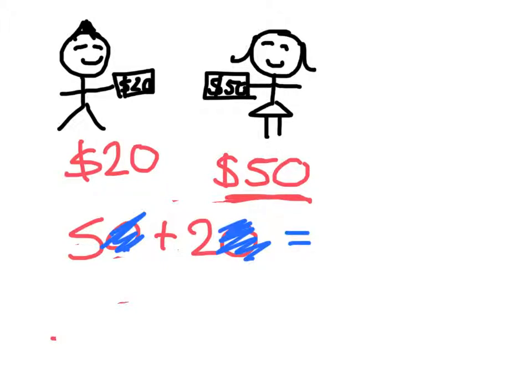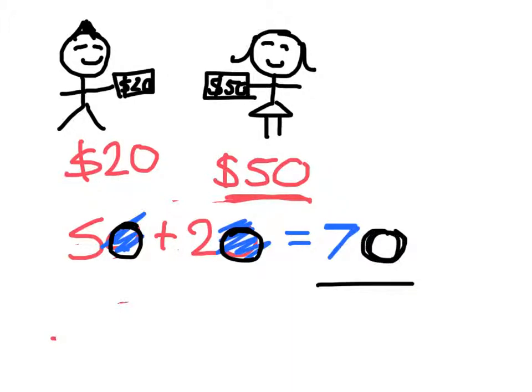Now 5 plus 2 is easy. 5 plus 2, 5, 6, 7. The answer is 7. And now all we have to do is put those zeros back on. Put the zero back on that one, put a zero back on that one, and a zero on this one as well. And all of a sudden we've got the same answer, 70. 50 plus 20 is 70. Now that's nice and easy.